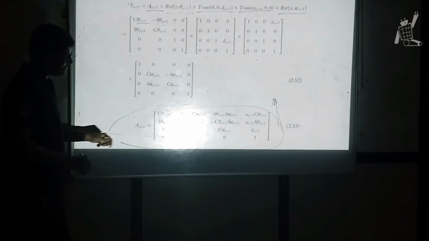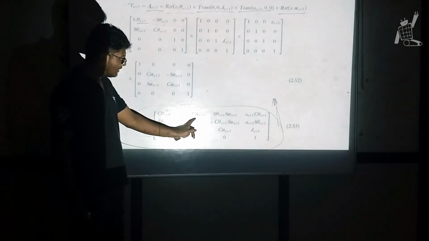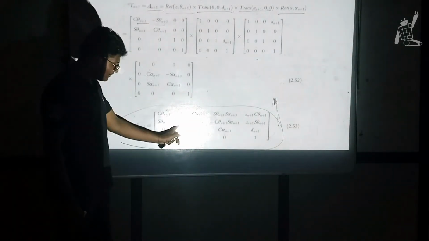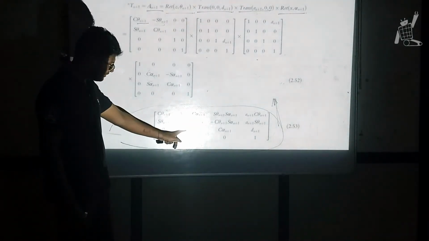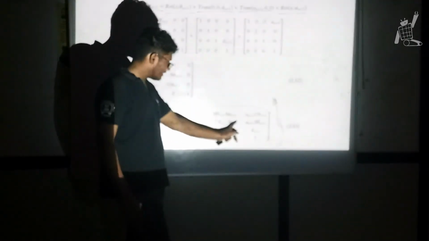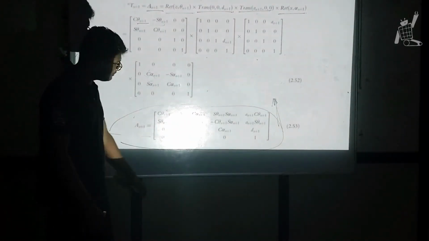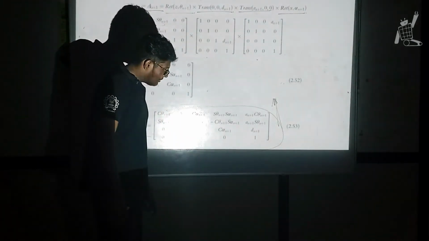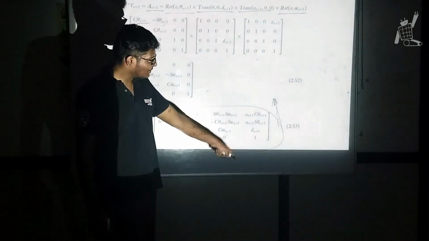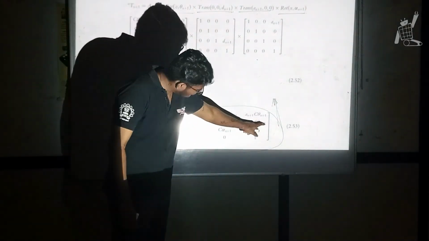This is cos θn+1, sin θn+1, 0, 0; −sin θn+1 cos αn+1, cos θn+1 cos αn+1, sin αn+1; sin θn+1 sin αn+1, −cos θn+1 sin αn+1, cos αn+1; 0, an+1 cos θn+1, an+1 sin θn+1, dn+1. It's a matrix.